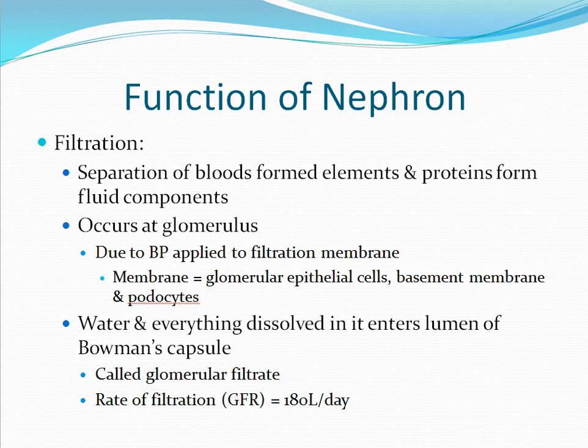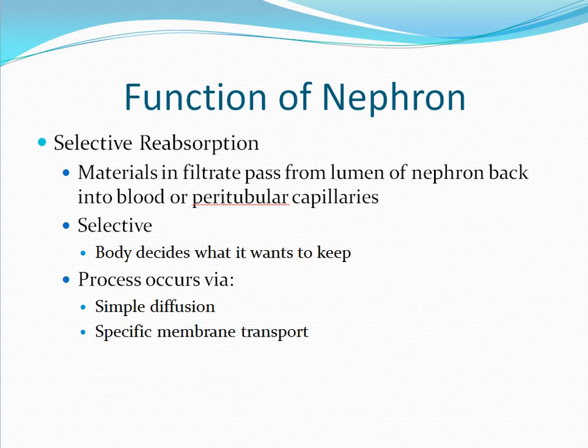The rate of filtration is also called the glomerular filtration rate, and this amounts to approximately 180 liters of material per day. This is a lot of material to be lost, so the next two functions will help to reclaim some of this material. The second step is selective reabsorption.